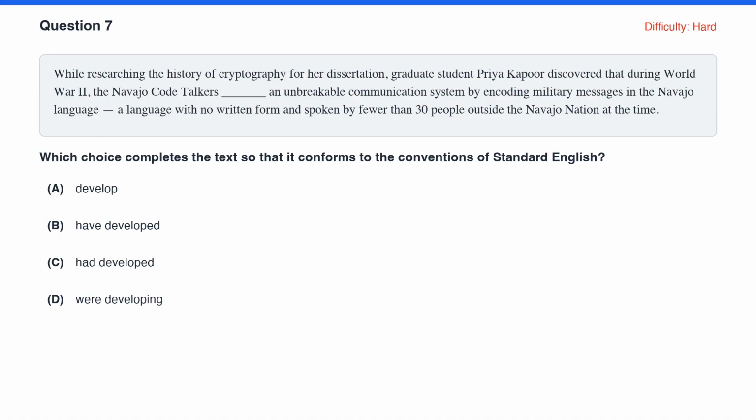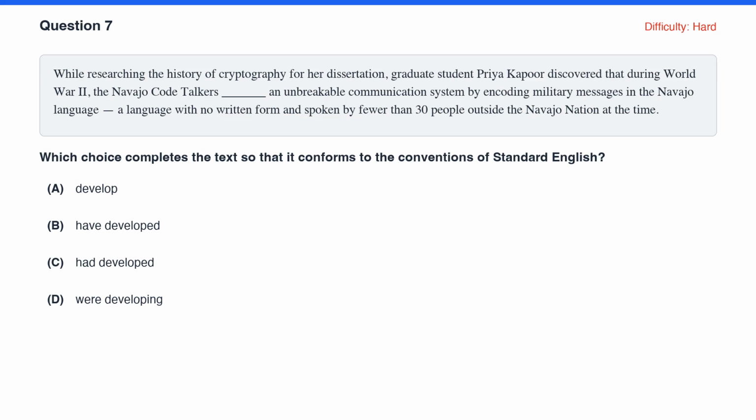This one has nested time frames. Priya Kapoor discovered, that's past tense. What she discovered was that during World War II, the code talkers did something even further in the past. We need a verb for the further past event. A says develop, present tense in a WWII context? No. B says have developed, present perfect. But this is embedded inside a past tense narrative. Discovered that they have developed creates a tense clash.